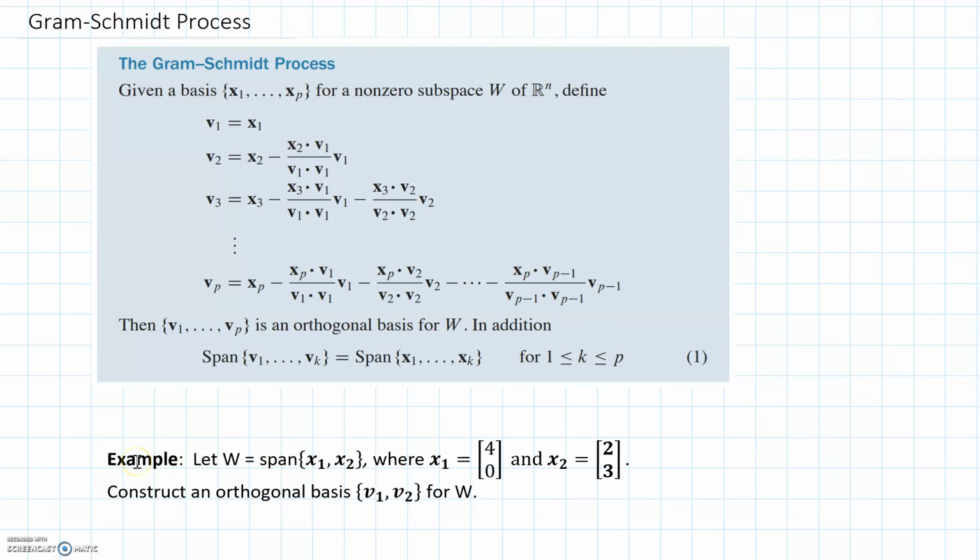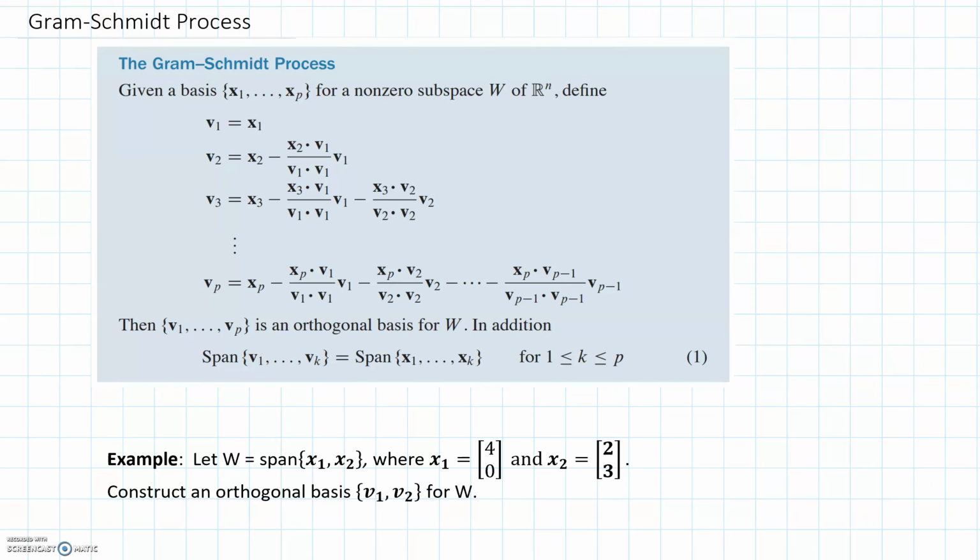So let's go ahead and construct an example in R2 so we can visualize what's going on here. We're going to again let W equal the span of x1 and x2, where x1 is (4, 0) and x2 is (2, 3). This time we're going to construct an orthogonal basis v1, v2 for W, where the span of x1, x2 is all of R2. We can see that they're independent, so it is a basis for R2.